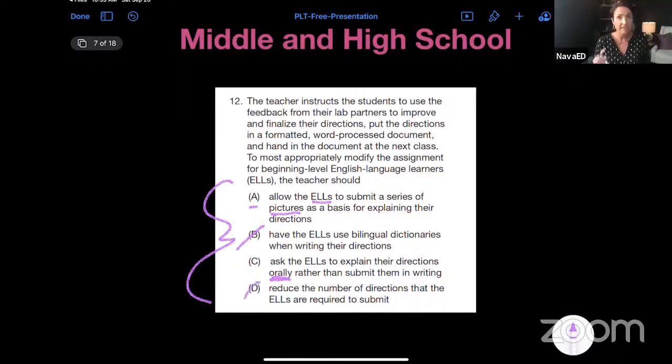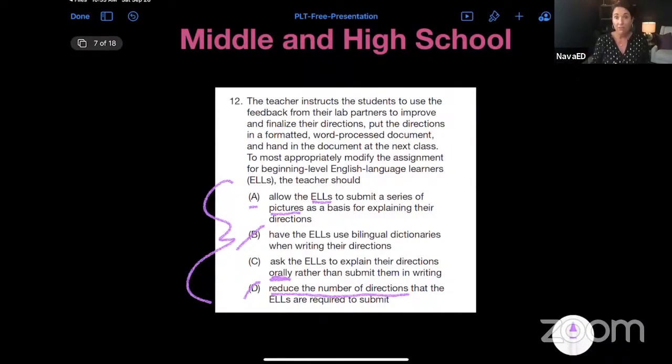Here's something about this, and this goes for ELLs and non-ELL students, okay? Making things easier, reducing the number of directions, reducing the number of problems is not accommodating. It is not scaffolding. It's just lowering the expectation, and we never want to lower the expectation, okay? So I'm going to eliminate D all the time. You see anything like this, even if it's not related to ELLs, get rid of it. It's usually not the answer.